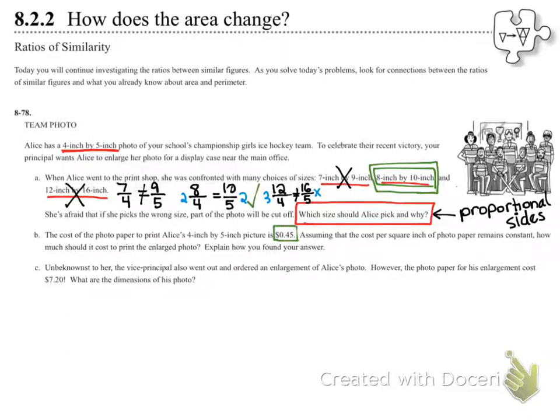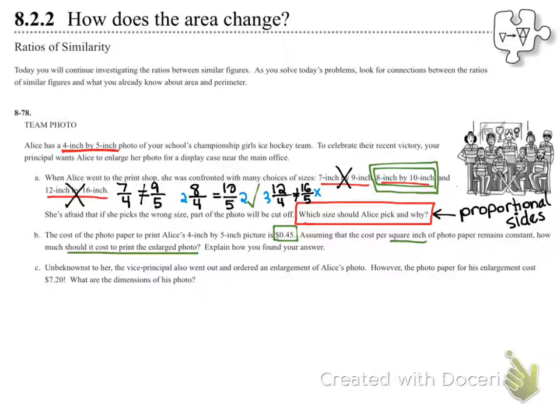Assuming that the cost per square inch, that's super important, of photo paper remains the same, or consistent, how much should it cost to print the enlarged photo? So we want to figure out how much it needs to cost to print the enlarged picture. Okay, and then explain how you find your answer. So I just want you to pause the video and think about that for a second.